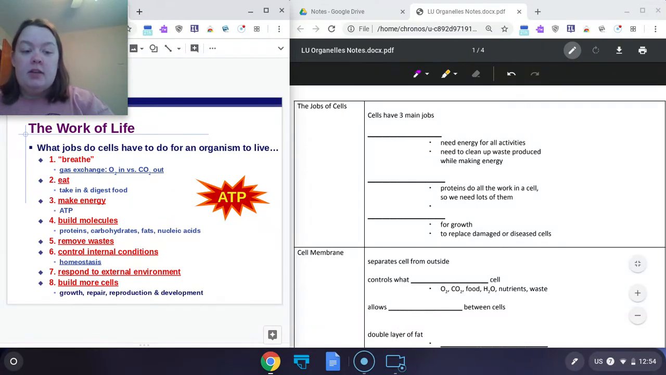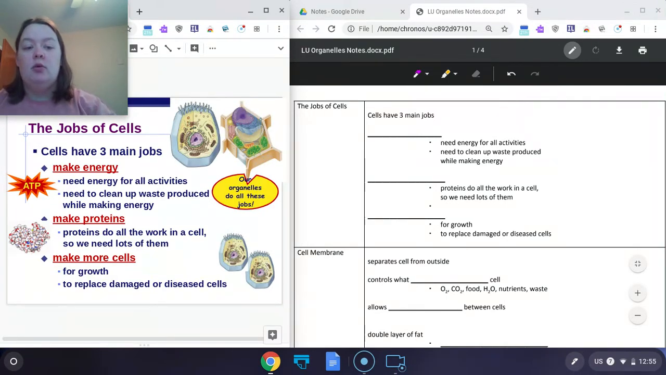So cells can have all different types of jobs. They are responsible for breathing, helping us eat and digest food, making energy, building our macromolecules, our proteins, carbs, lipids, and fats, and nucleic acids. They're responsible for removing waste. They help us control our internal condition and maintain homeostasis. Helps us respond to our environment and build more cells in the event that we need to grow or that we get injured. So this is going to be very important to living things and keeping us stable.